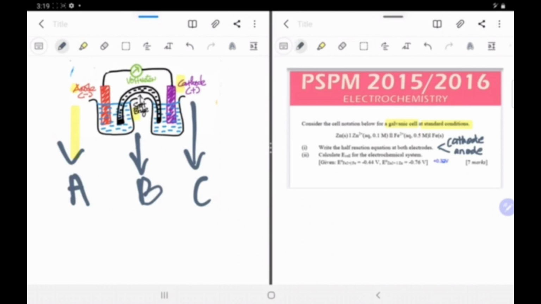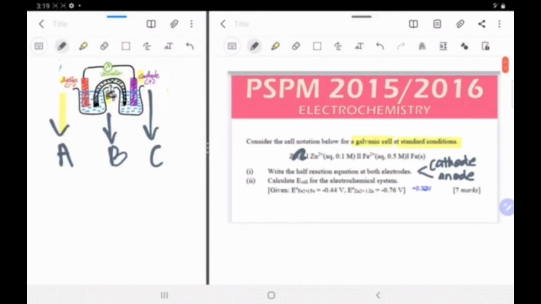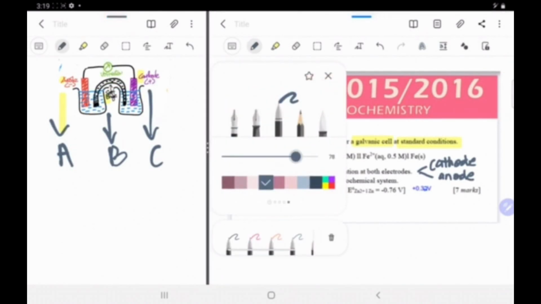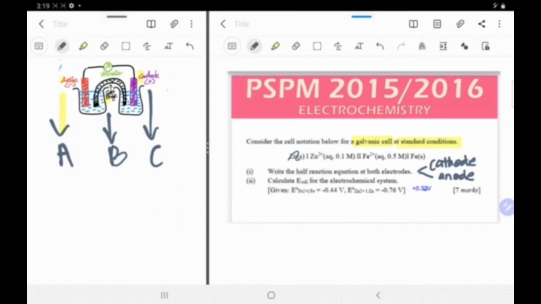The same thing we're going to apply in the cell notation. From the most left side, we're going to have this side as the anode. Why? Because this symbol in the middle refers to the salt bridge. So the most right side is the cathode.